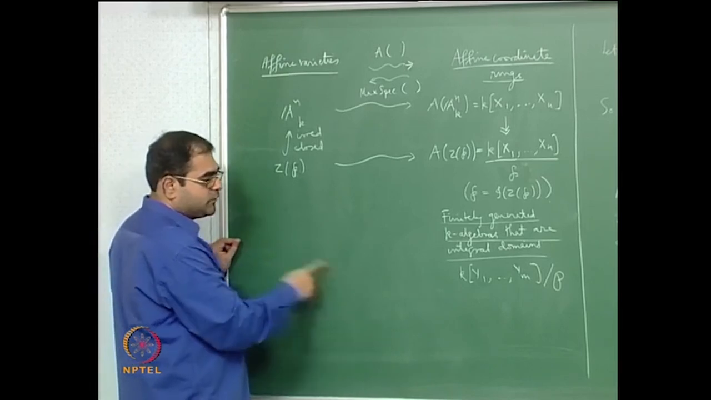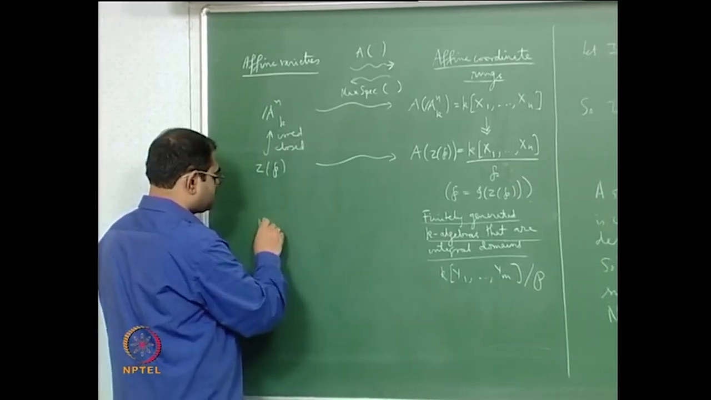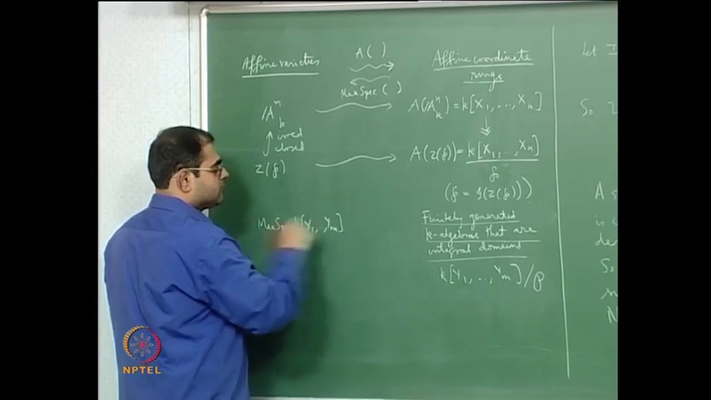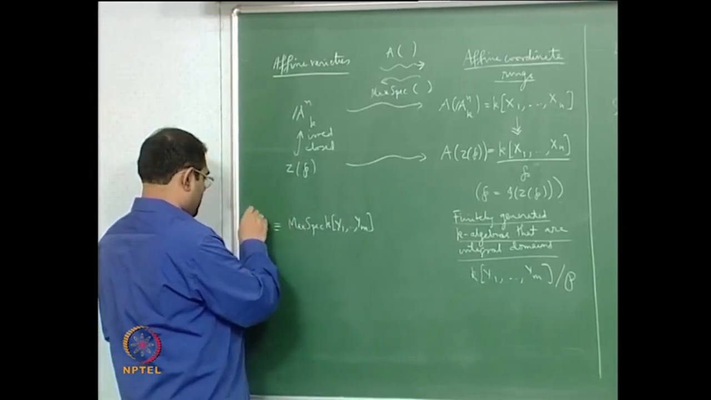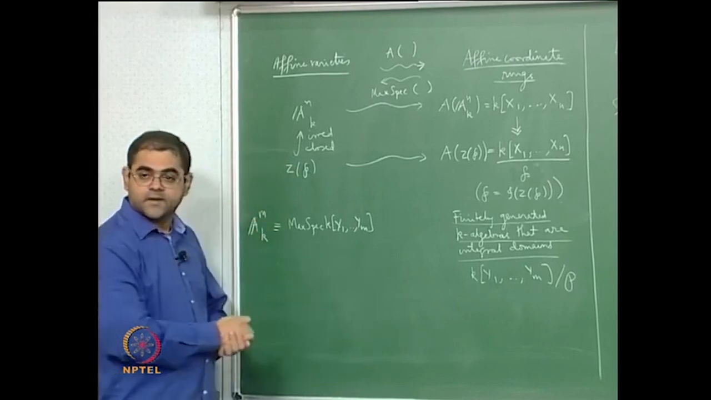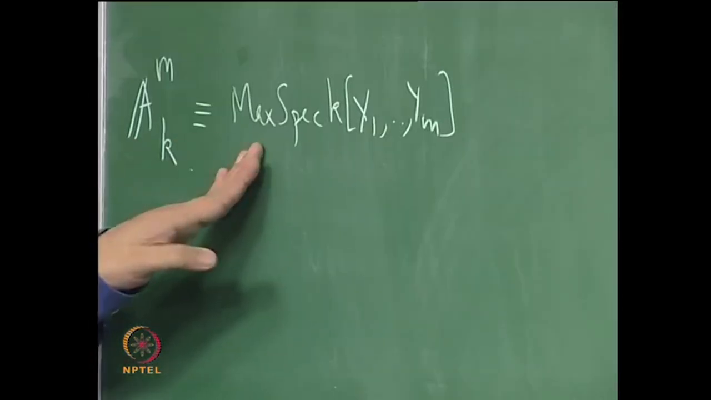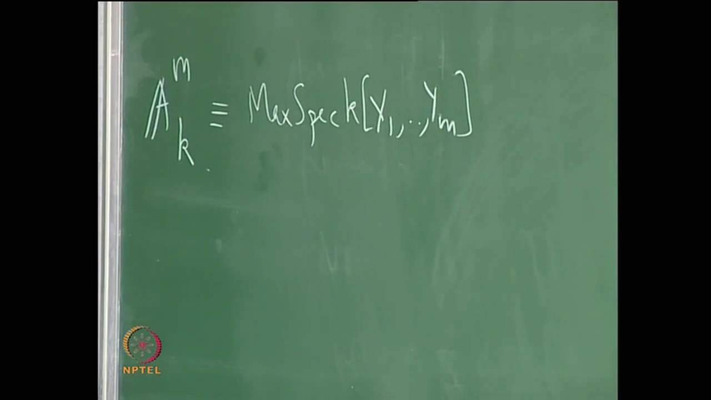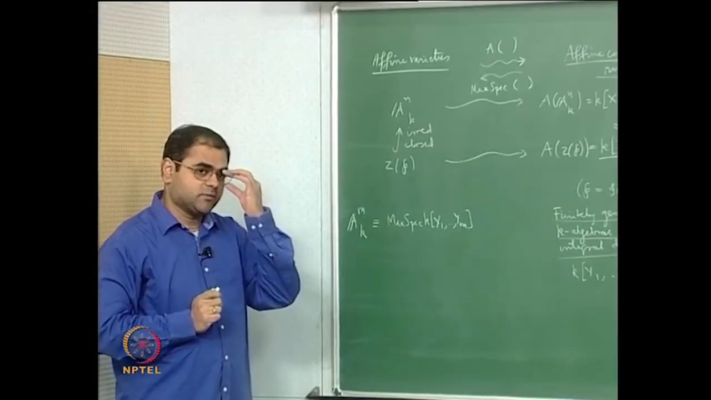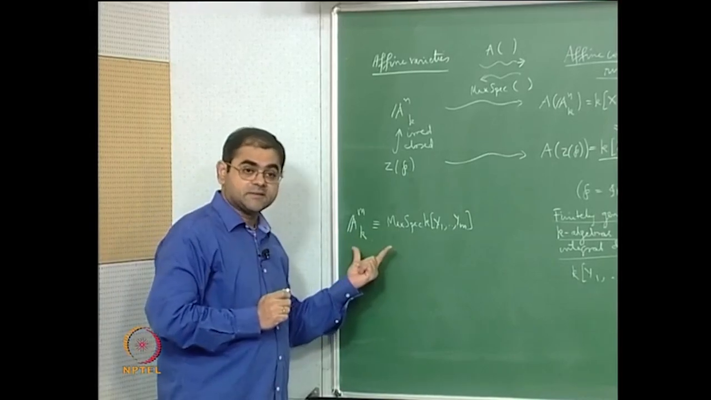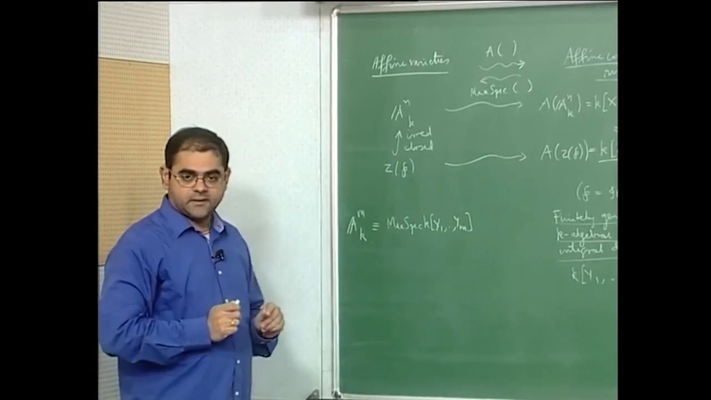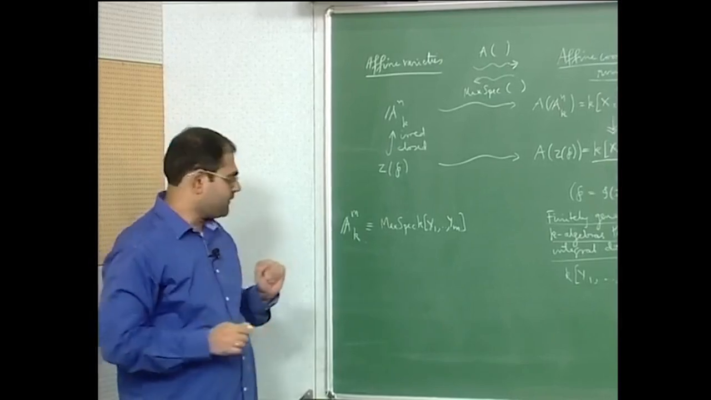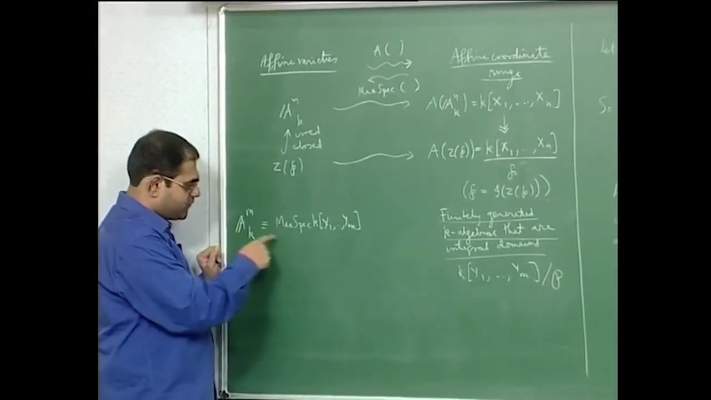What is an affine variety? You take max spec of K[y1, ..., ym]. This is nothing but A^m. This is what we saw in the last lecture. What I proved was that this is an isomorphism as topological spaces. But I told you that is only half the story. In fact it is an isomorphism of varieties, but that is something that I will justify later, because I have not defined what isomorphism is on this side. But just take it for now. So if you believe that, then this is an isomorphism of varieties.